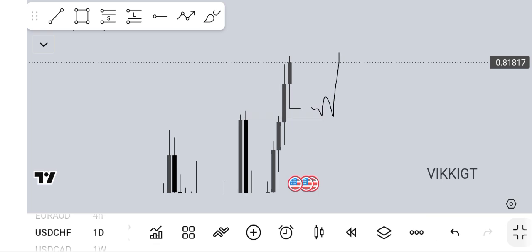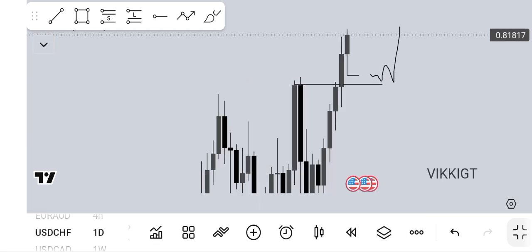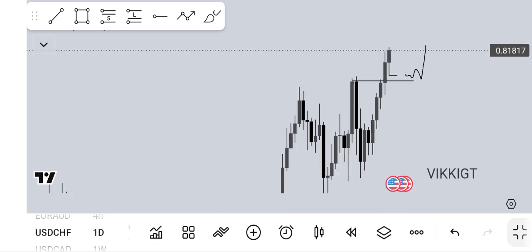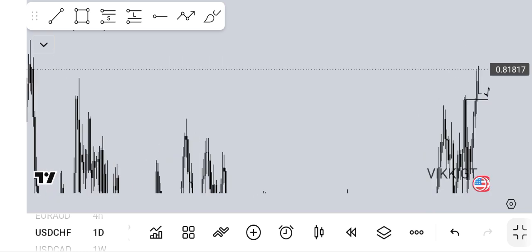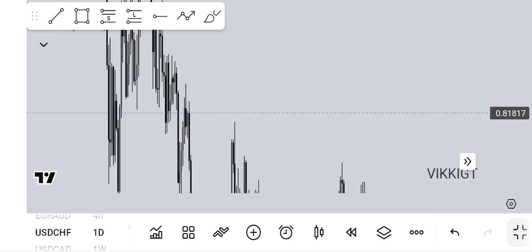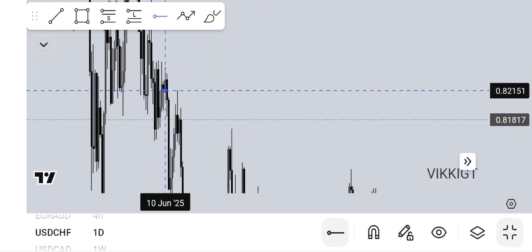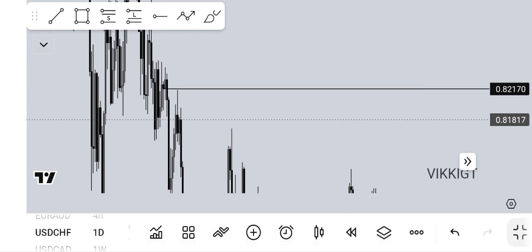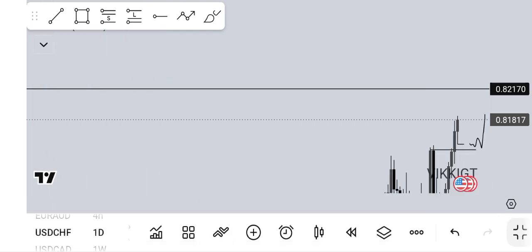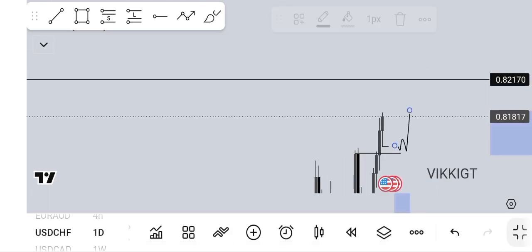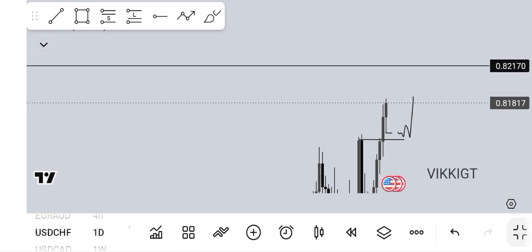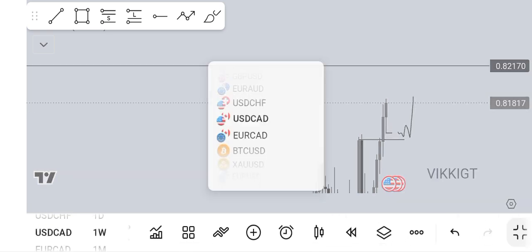So that's it for USDCHF because of the impulsive move to the upside. So possibly we could continue buying to the upside. And then also we could target this possible reversal key level on the daily time frame. So this could be our target. Heading on to USDCAD.